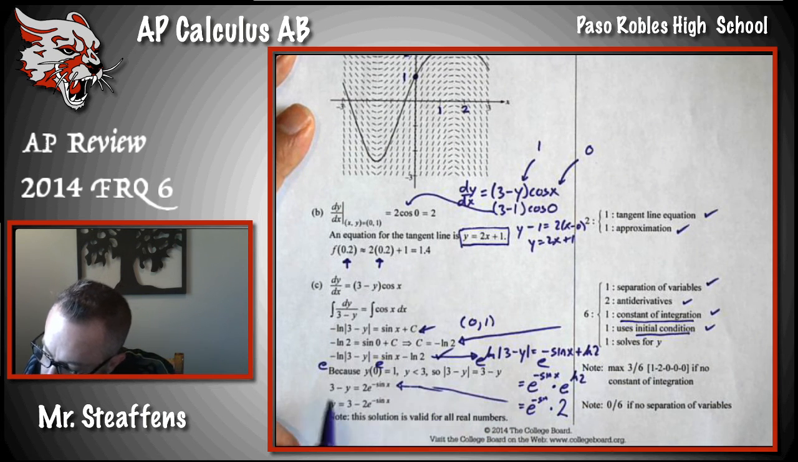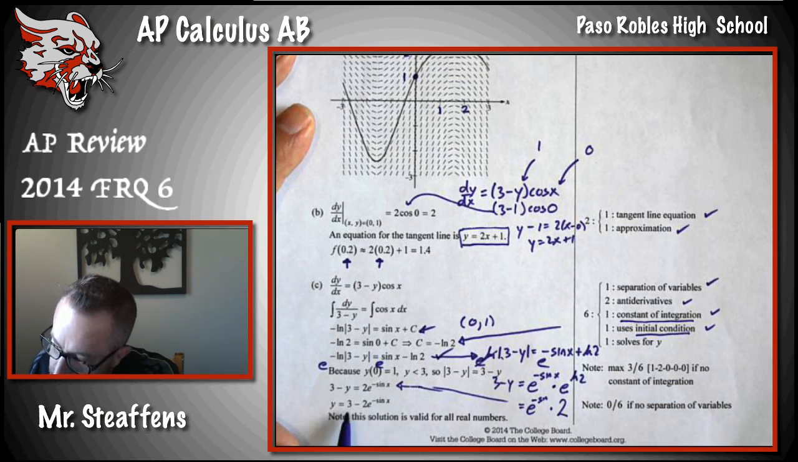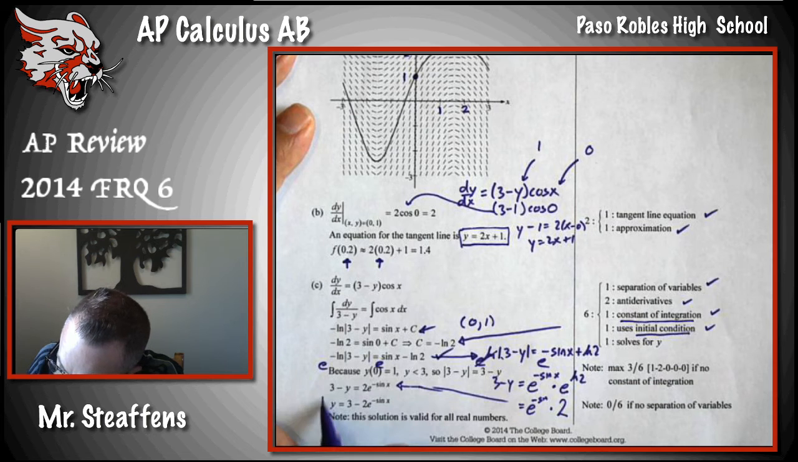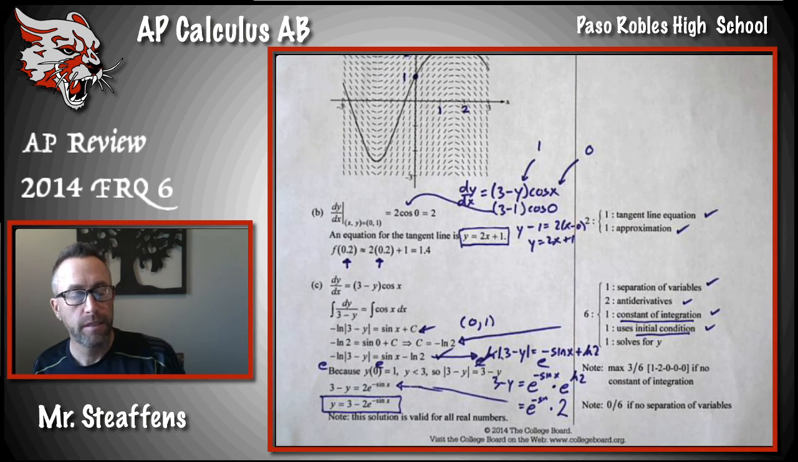So 3 minus y, these cancel, equals that, and then you add 3 to both sides, and that's it. So if this is your solution, or some form of this is your solution, you get the final point.